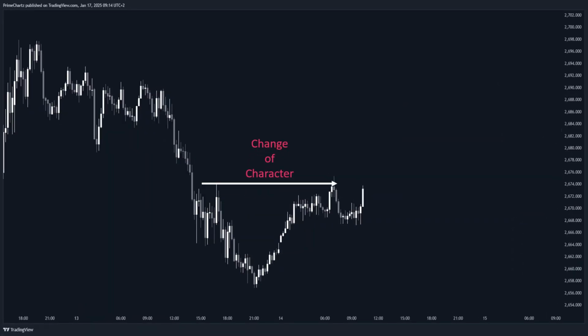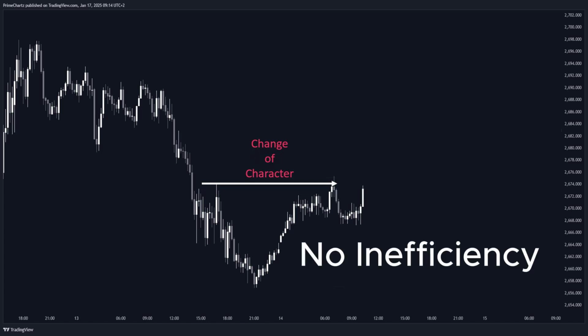Let's dive into one last example to wrap things up. Price is in a clear downtrend, consistently making lower highs and lower lows. After some time, we notice a change of character, a critical signal that the market structure might be shifting and a reversal could be on the horizon. Naturally, we prepare ourselves for a potential buying opportunity. However, upon closer inspection, we see something unusual. There's no inefficiency in this setup.